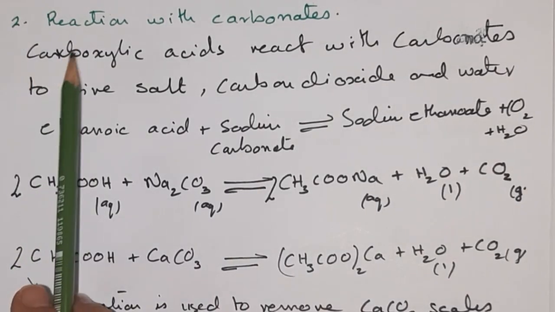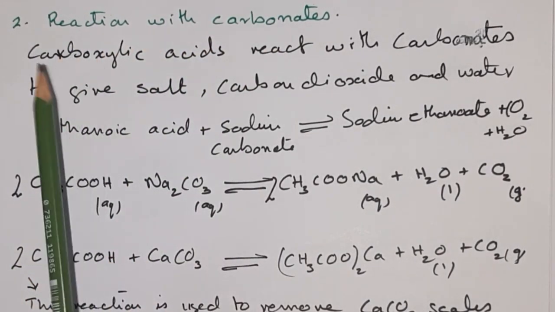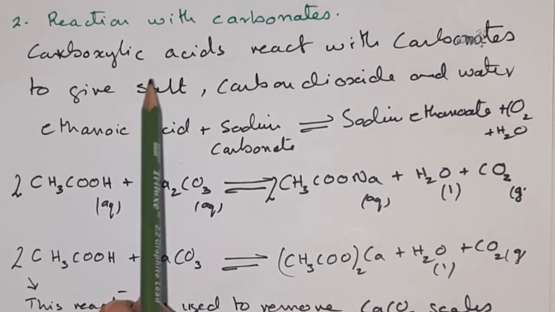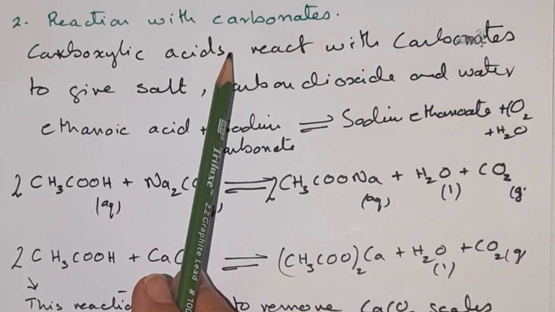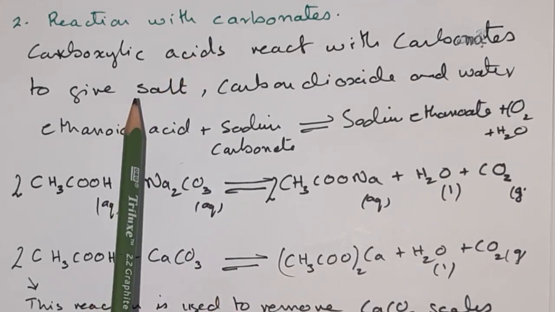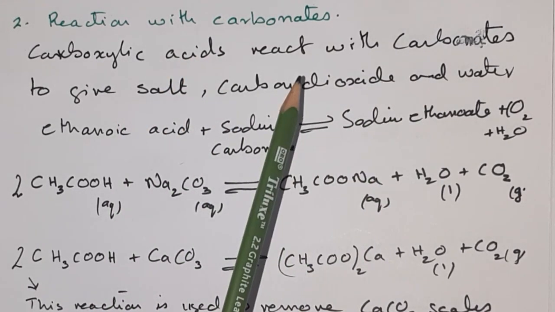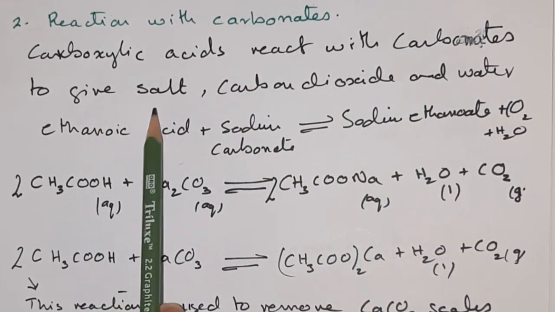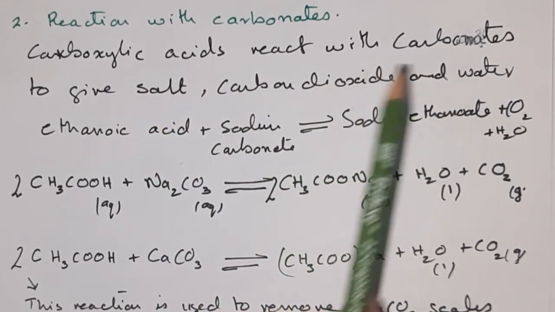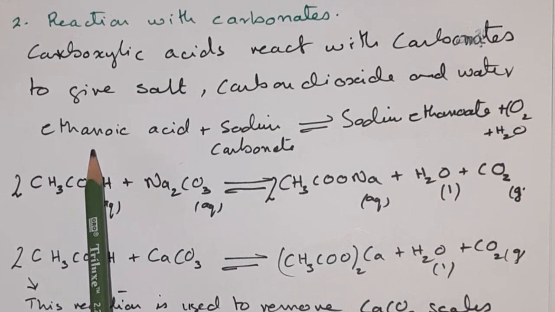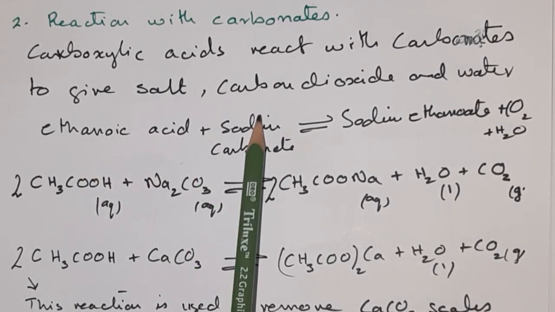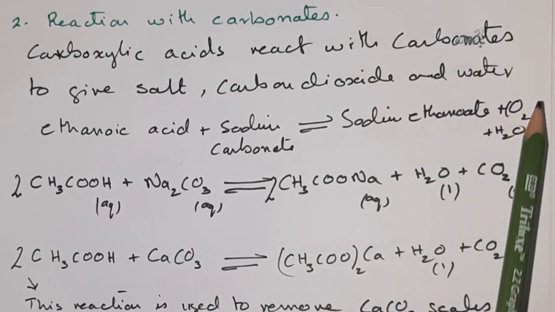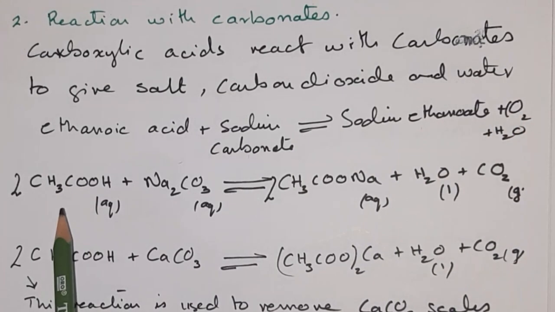Now number 2, reaction with carbonates. As most of the acids, rather all acids, when they react with carbonates, they form salts, carbon dioxide and water. So carboxylic acids also, when they react with carbonate, form salt, carbon dioxide and water. Taking the example of ethanoic acid plus sodium carbonate, it gives sodium ethanoate plus carbon dioxide plus water.